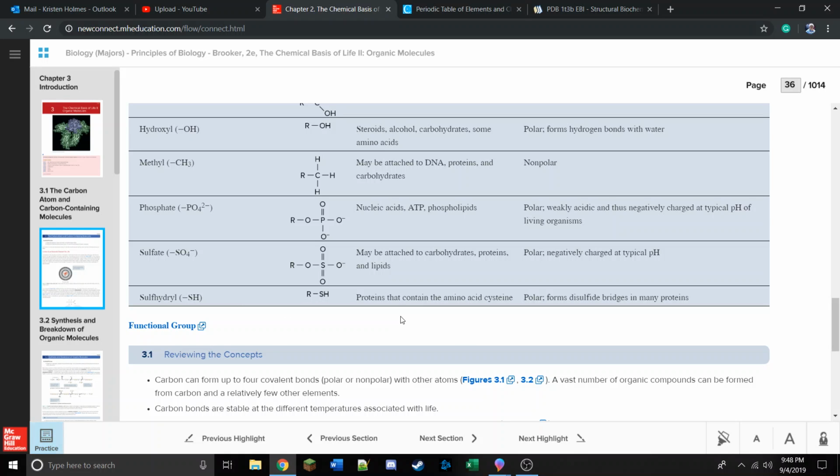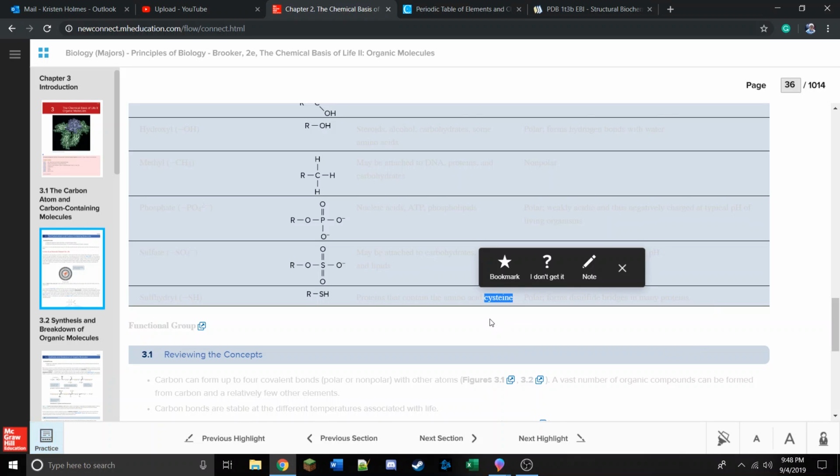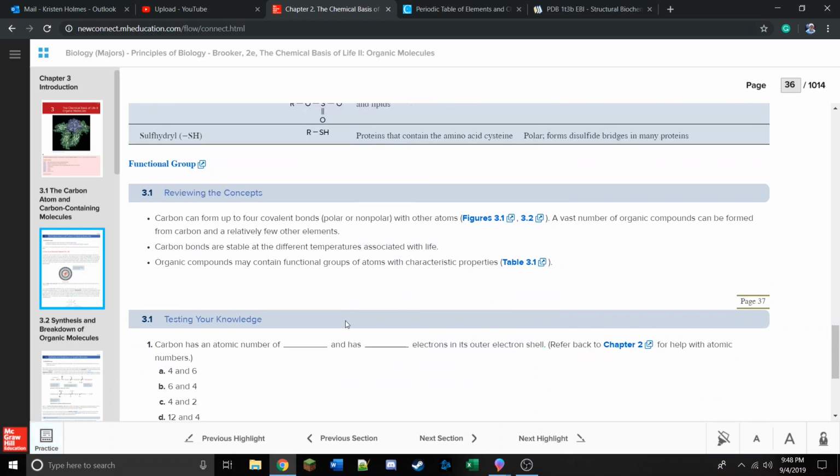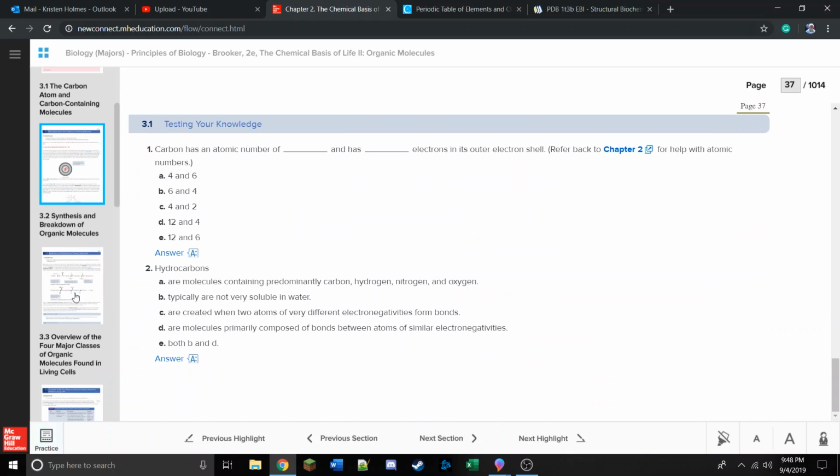Anyway, it has this lovely amino acid cysteine here. It helps make these disulfide bridges in many proteins, which we'll get into later.